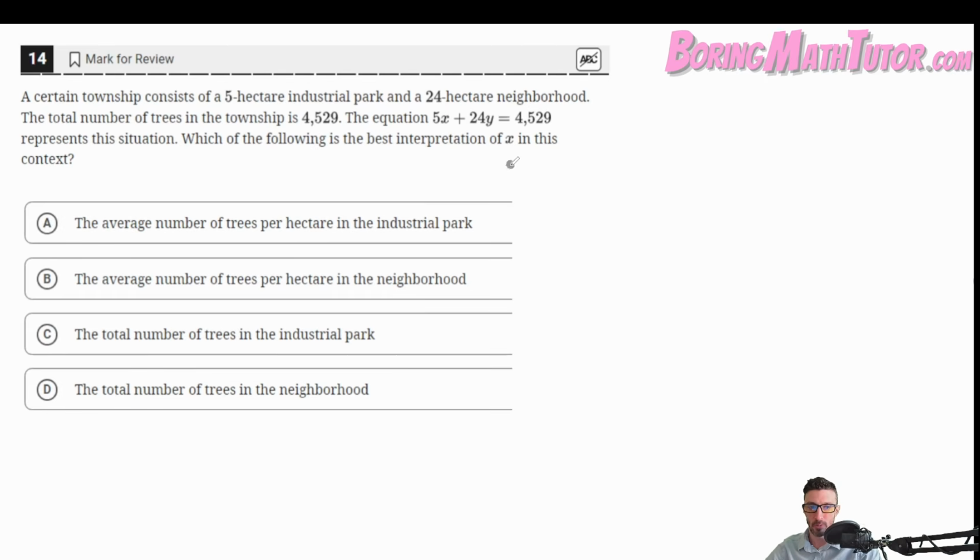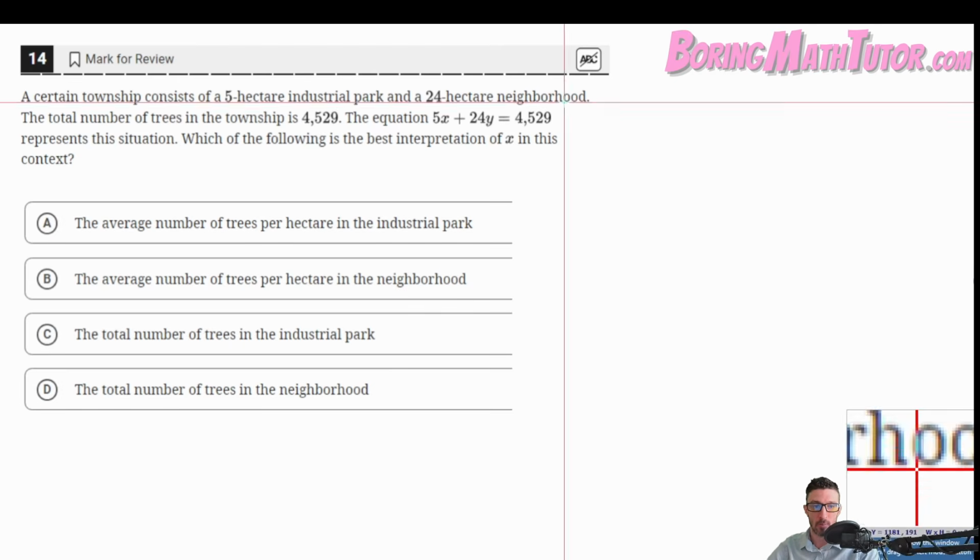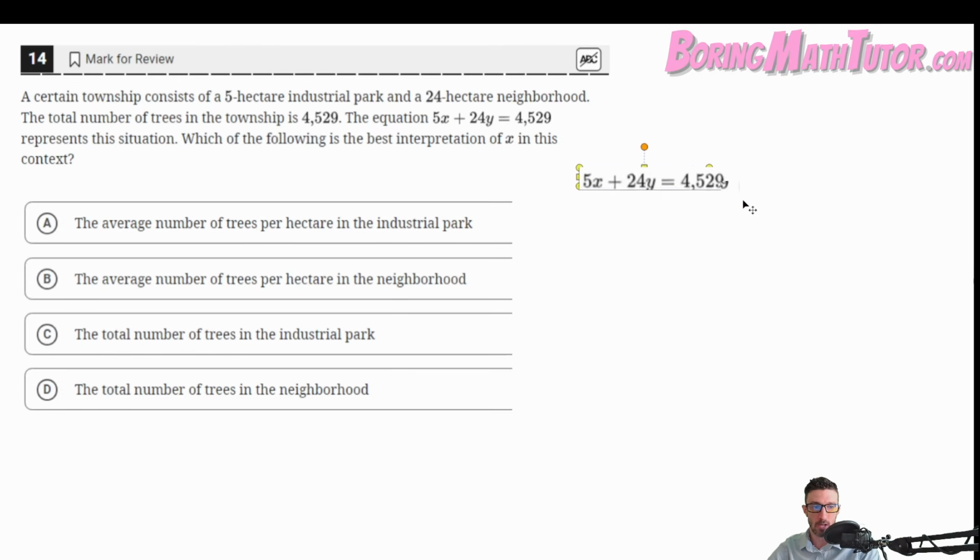We got a good problem here that will help us practice our units. They are asking us what is the best interpretation of x in this context. X is right over there. And the way I like to practice my units is to take my equation and think about the units that I have for the number that's on its own.